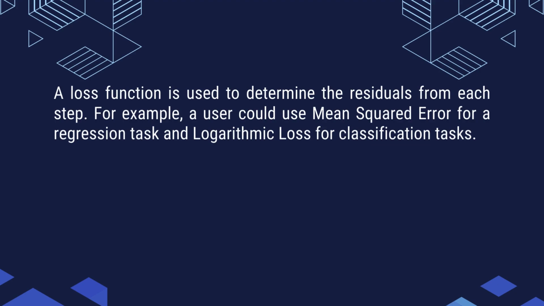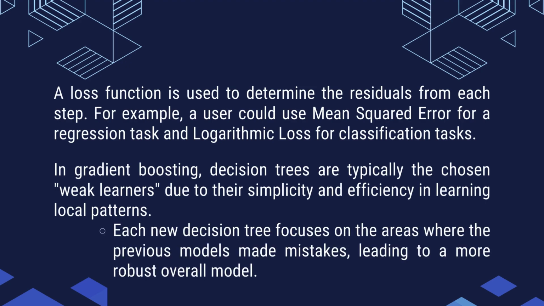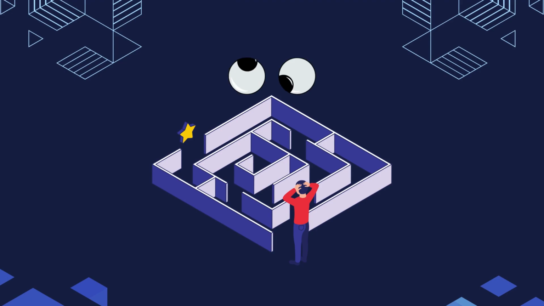A loss function is used to determine the residuals from each step. For example, a user could use mean squared error for a regression task and a logarithmic loss for classification tasks. In gradient boosting, decision trees are typically the chosen weak learners due to their simplicity and efficiency in learning local patterns. Each new decision tree focuses on the areas where the previous models made mistakes, leading to a more robust overall model. So let's analyze the relationship between decision trees and gradient boosting.